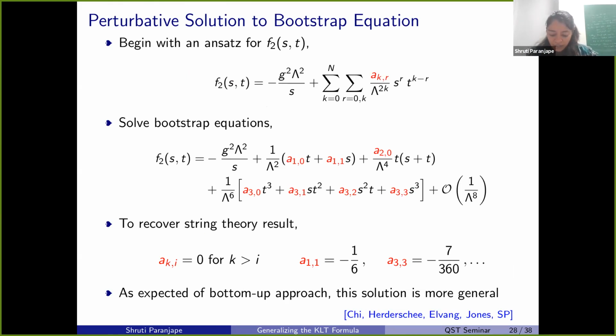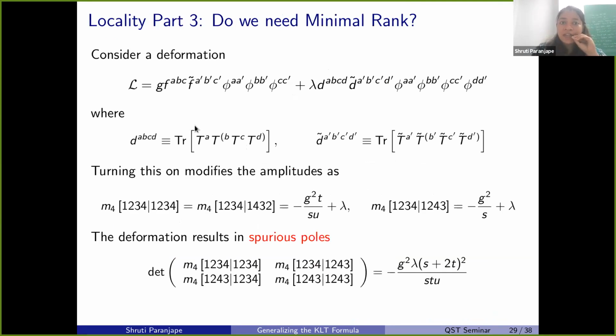Yeah. So again, I just wanted to emphasize that had we not imposed minimal rank, bad things would have happened. So if I had added just some quartic deformation to the bijoint theory, and I've chosen this one because it's very simple. D^{ABCD} is symmetric in ABCD. So all the amplitudes, all the orderings will just get a plus lambda in the amplitude. Lambda is the quartic coupling. And then the rank of my matrix is 2. And you can see that the numerator of the determinant now has this (s+2t) whole square, which is telling you that there is a bad pole at s equals minus 2t that shouldn't exist.